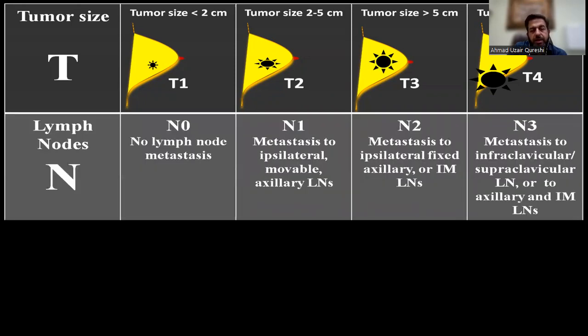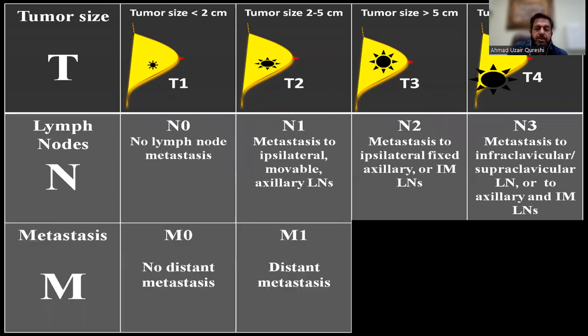The N: no lymph nodes, or there are lymph nodes, a solitary lymph node which is easily mobile. Two matted together are N2, and supraclavicular fossa or opposite axilla is N3, and then the metastasis includes those to the spine also. So this completes the examination of the breast.